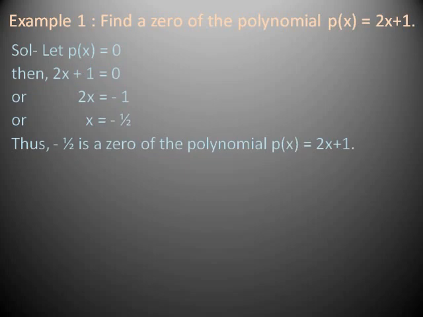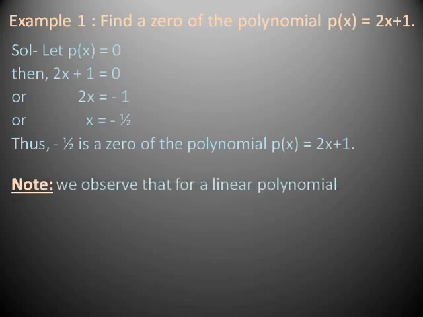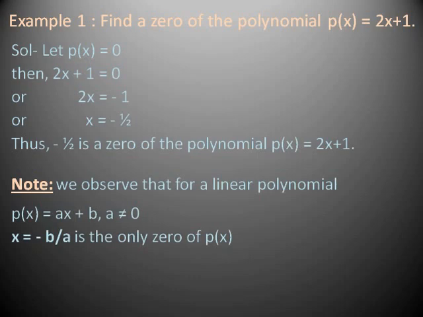So make a note, we observe that for a linear polynomial, which means the degree is 1, as we have seen in the above case 2x plus 1, the standard form of a linear polynomial is p(x) equals ax plus b, where a is not equal to 0. So for a linear polynomial, x equals minus b by a is the only zero of p(x), as we found in the above example also. Therefore a linear polynomial has one and only one zero.